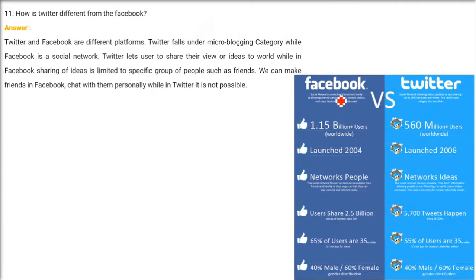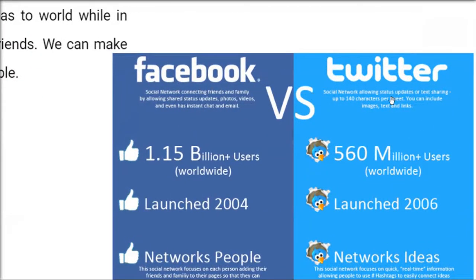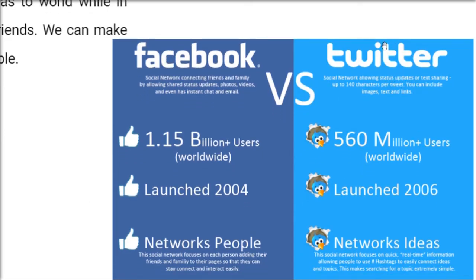How is Twitter different from Facebook? Twitter and Facebook were developed for different tasks. Let me give you an idea first. Facebook is a social network connecting friends and family by allowing shared status updates, photos, videos and events, and has instant chat and email. So Friendsbook, Facebook. And Twitter is a social network, basically micro-blogging.